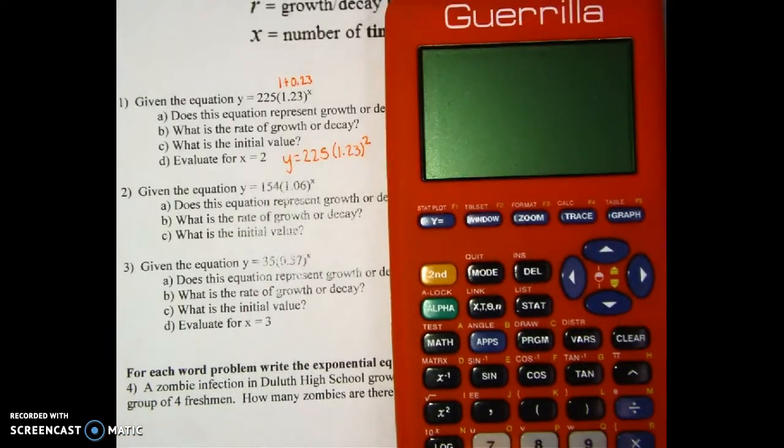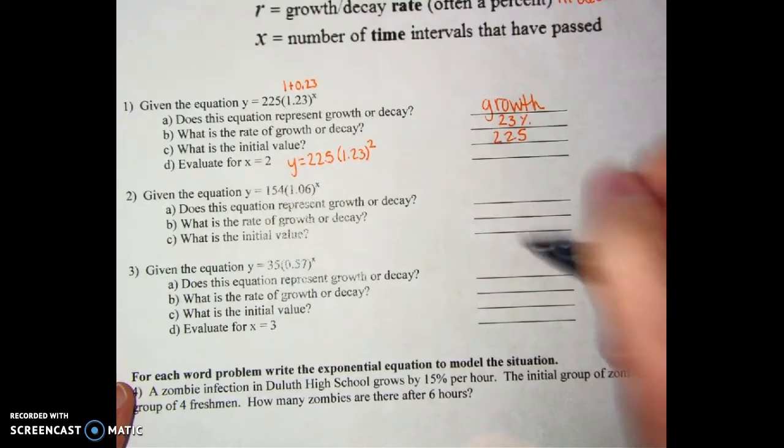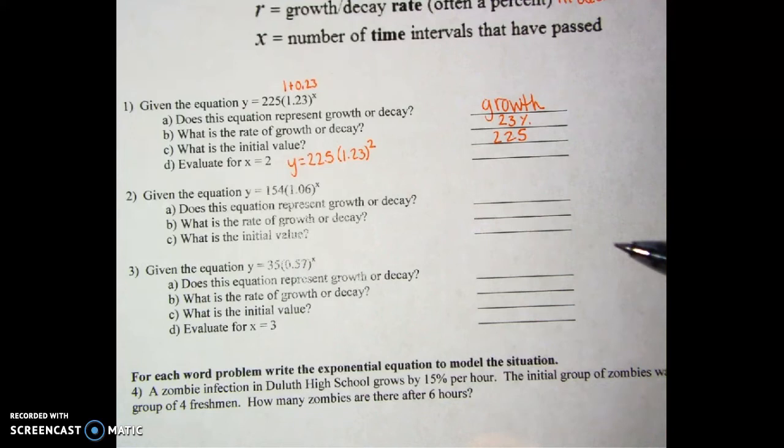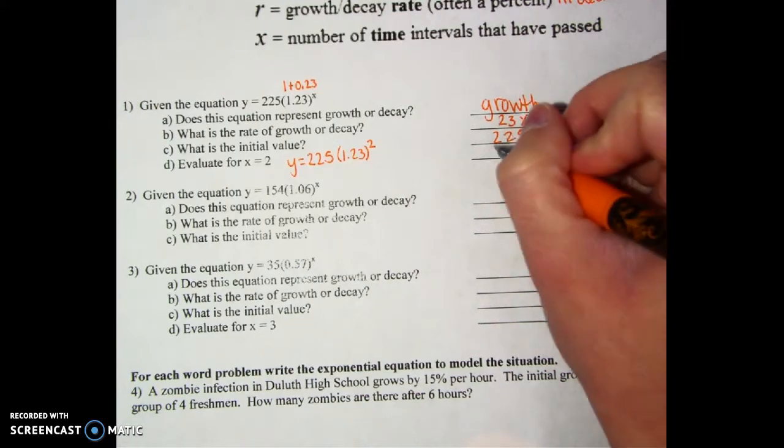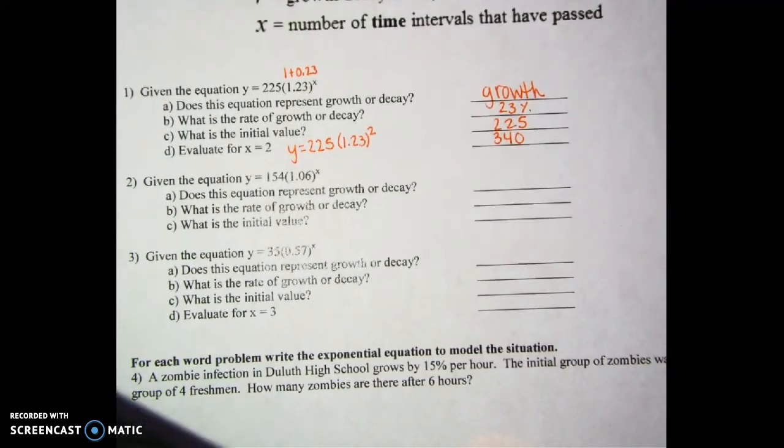So on your calculator, 225, 1.23, and then to the second power. Okay. I'm just going to round to the nearest whole number, and I'm going to have you do that today on everything. So we'll round to 340. And normally for your answer you would put units, but in this case it wasn't a word problem, so we don't know what the unit is. Okay, let's look at the second one.